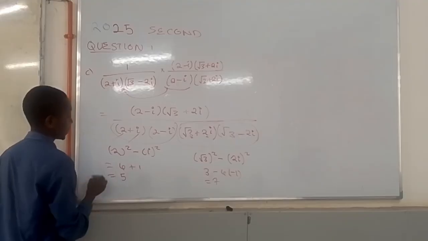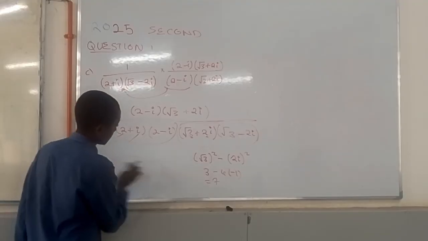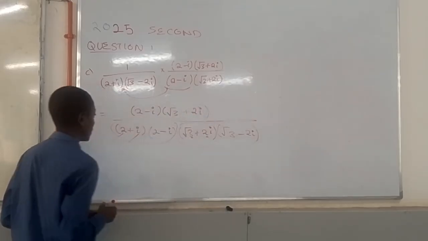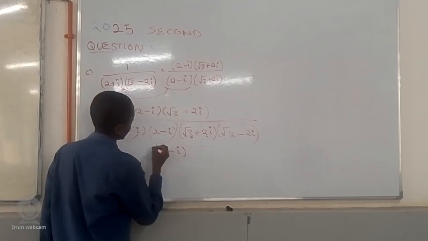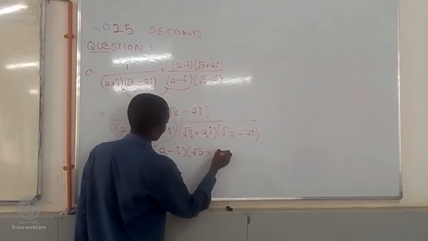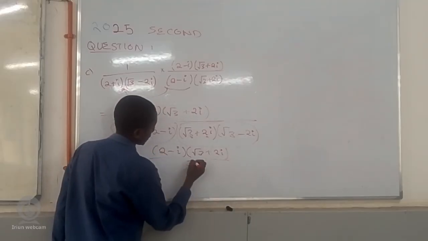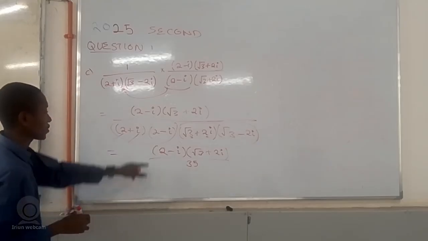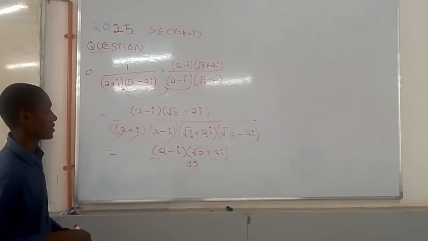Okay, now for the fraction, what we are going to have will be 2 minus I times root 3 plus 2I over 35, right? Because this was giving us 5, and this was giving us 7. 7 times 5 is 35.